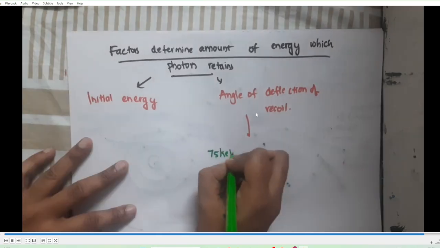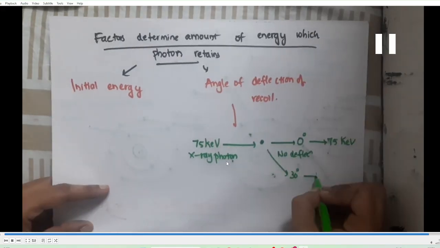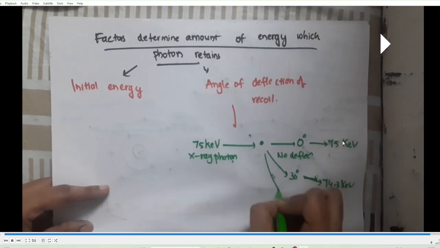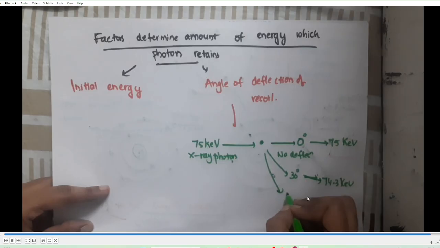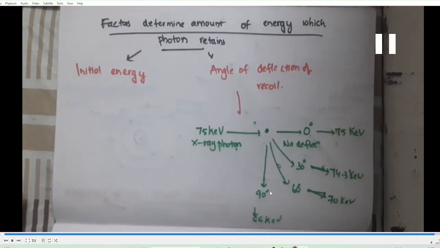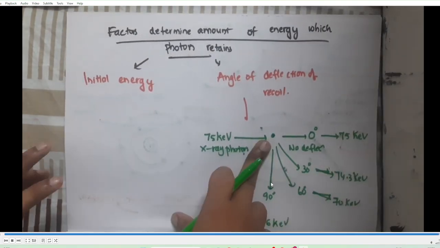If you see the angle of deflection, for example, a 75 kilo electron volt photon retains different energy as it is deflected through various angles. When it is deflected by 0 degrees, that is almost no deflection, the photon retains most of its energy. If it is deflected by 30 degrees, the photon loses only a small amount of energy. As the angle of deflection increases, more energy is lost by the X-ray photon.